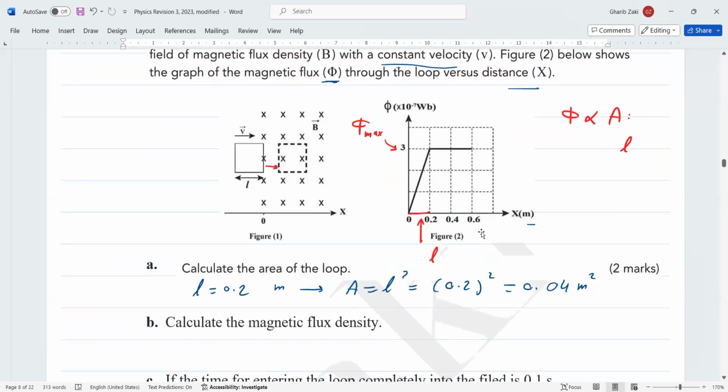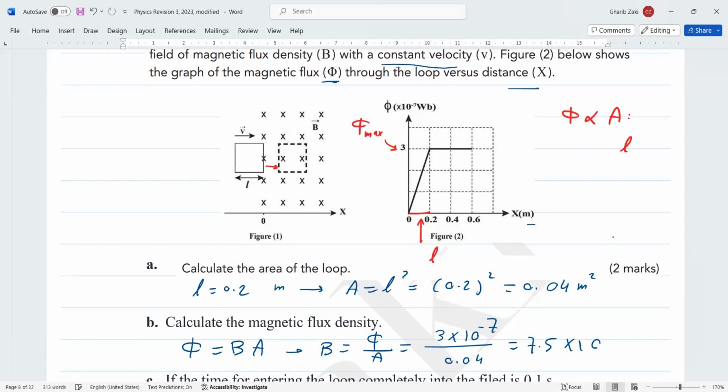Now, follow me. Many questions about this. Calculate the magnetic flux density. How can we calculate this? We know that phi equals B times A. So the magnetic flux density is phi divided by A. What is phi? Phi is given in the graph. The maximum phi is 3 multiply 10 power negative 7, divided by the area that we got before, 0.04. So the answer is 7.5 multiply 10 to the power negative 6 Tesla.